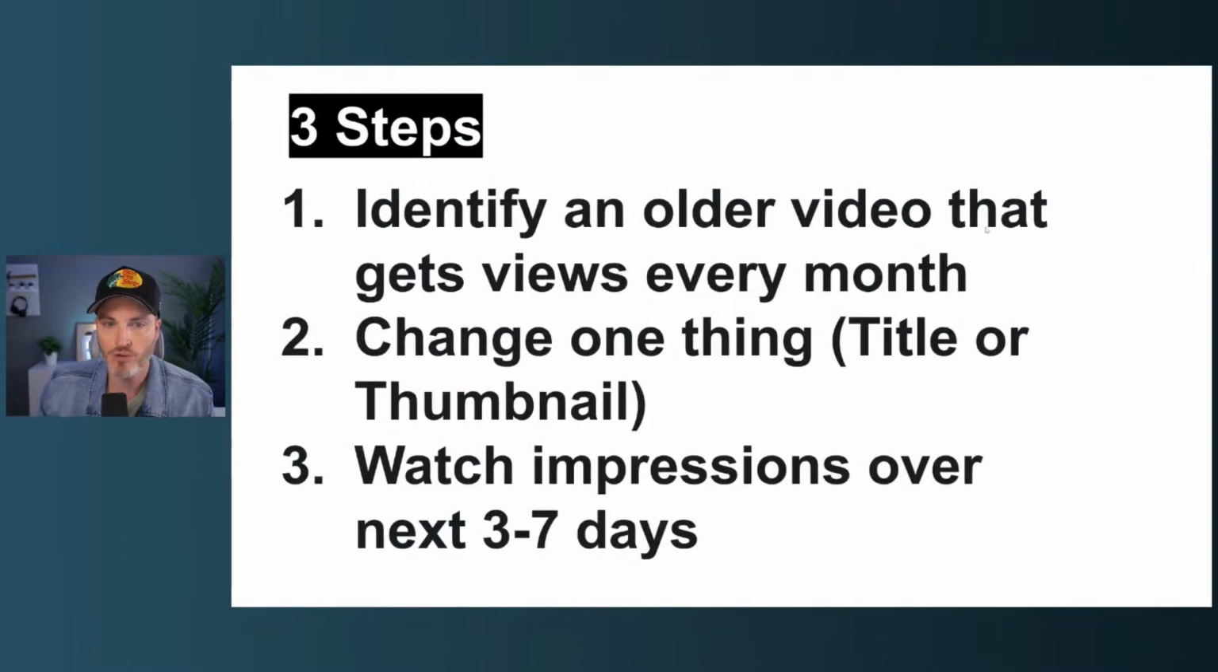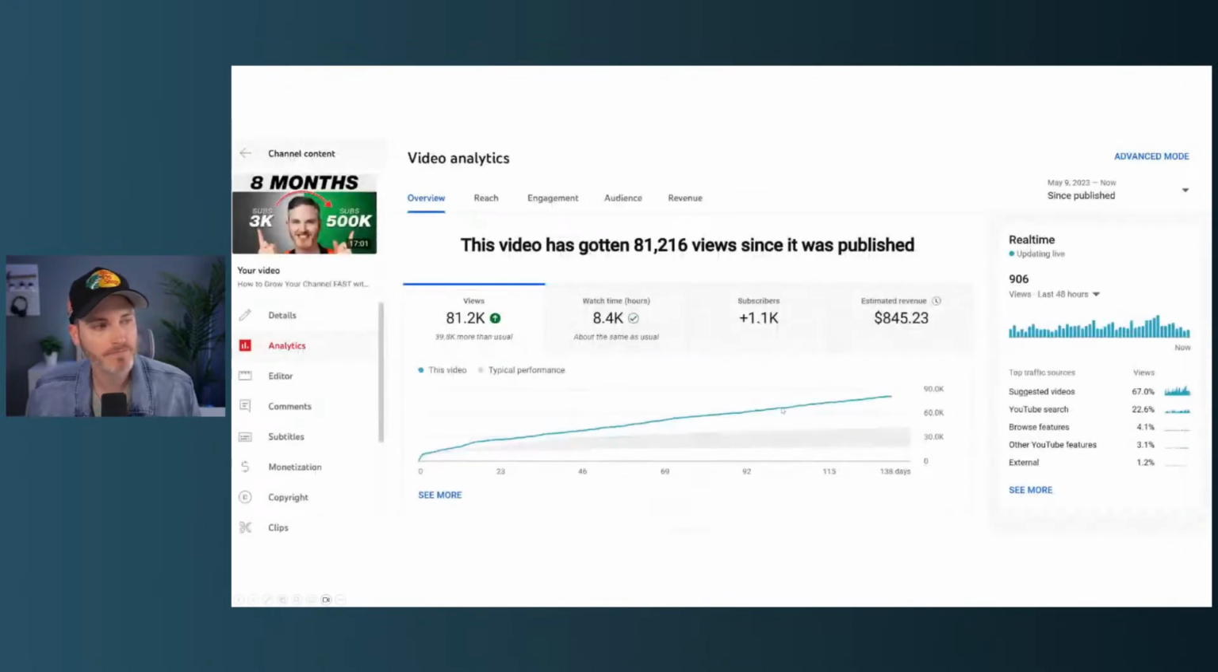So you're going to identify an older video that gets views every month. You're going to change one thing, the title or the thumbnail, and then you're going to watch the impressions over the next 3 to 7 days. So this was a video. This is how I would do it. I went into Think Media Podcast real-time views.